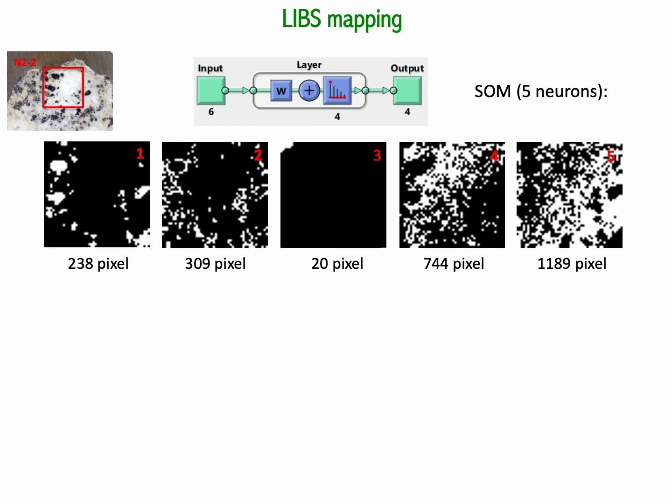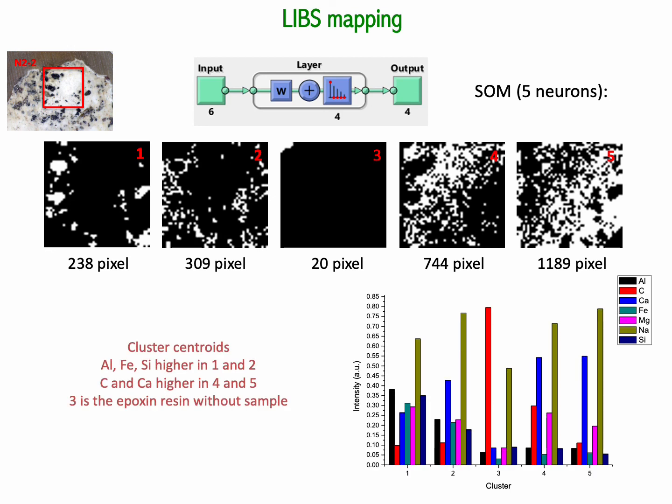We can average all the spectra associated with the same cluster and compare the intensities of the lines of interest. The cluster number 3 corresponds to the epoxy resin, so it must be discarded. Now we can also achieve quantitative information using, for instance, the calibration-free LIBS method. So we move from 2500 spectra to only 4 to analyze.